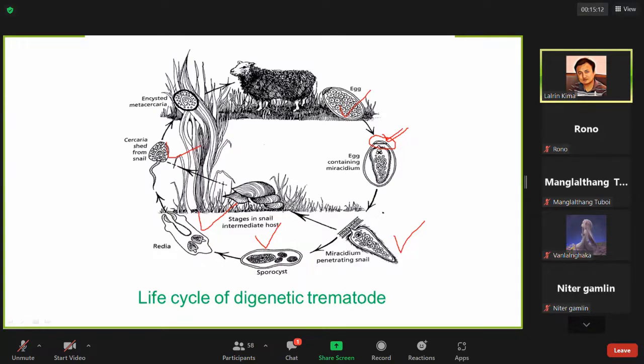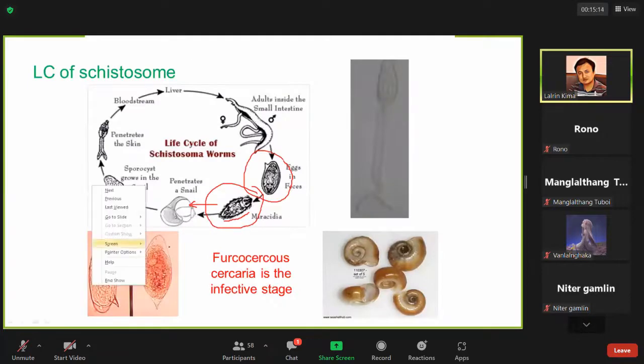But in the case of Schistosoma, the stage that is entering is the miracidium, which will develop into sporocyst without developing a redial stage or redia. It will develop into a cercaria. The difference between the previous one and this one is that the cercaria has a bifurcated tail. In fact, the bifurcated tail cercaria is the infective stage.